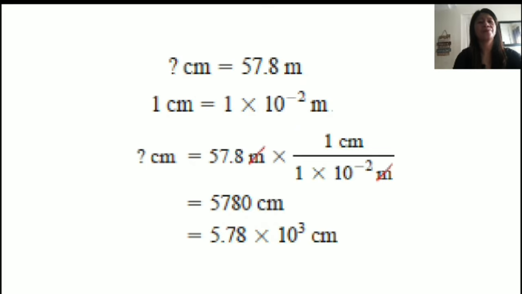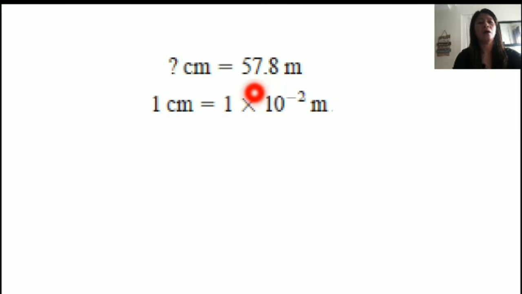Another example. What is the equivalent of 57.8 meter to centimeter? The equivalent relationship given here is 100 centimeter equals 1 meter. But in this case, 1 centimeter is equal to 0.01 meter is the given. So from here, we can obtain two possible conversion factors. So you just use between the two possible conversion factors, that will enable you to do cancellation to arrive at the desired quantity.